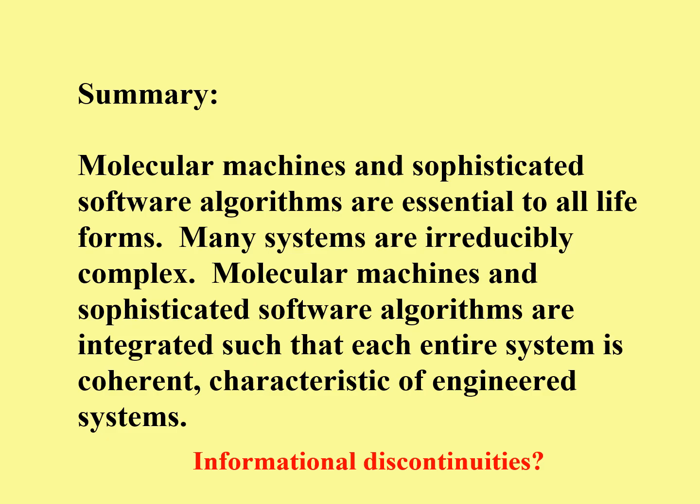To summarize this discovery, it is now known that molecular machines and sophisticated software algorithms are essential to all life forms. Many systems are irreducibly complex. Molecular machines and sophisticated software algorithms are integrated such that each entire system is coherent, characteristic of engineered systems. These discoveries seem to represent enormous informational discontinuities with respect to unintelligent natural processes. No one knows how these systems could have come about.